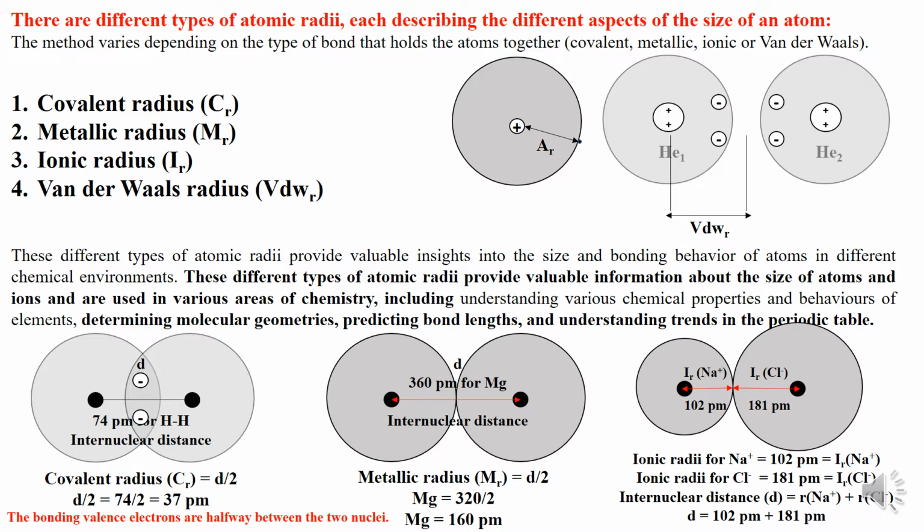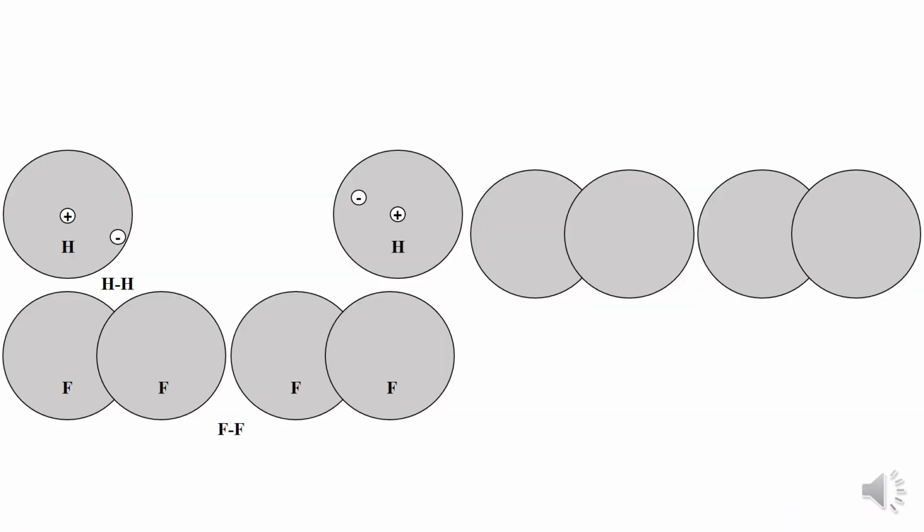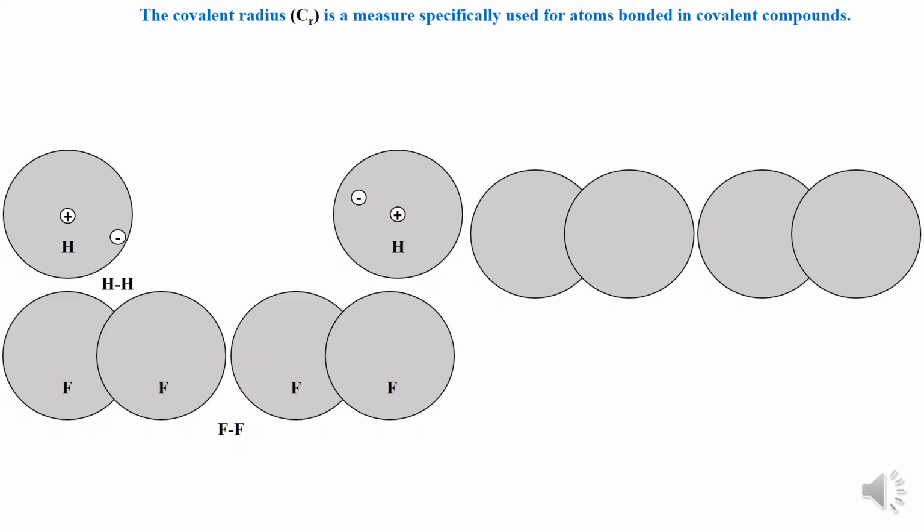And they are also useful in determining the molecular geometries, predicting the bond lengths and understanding trends in the periodic table. Now let me explain all these 4 radii with suitable examples. Let me start with the covalent radius. Now the covalent radius is a measure specifically used for atoms bound in covalent compounds.